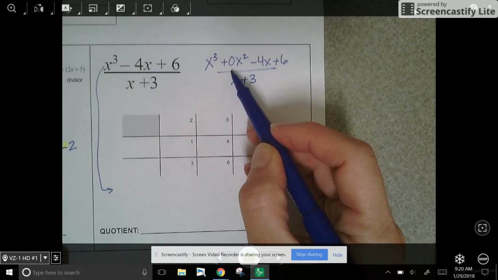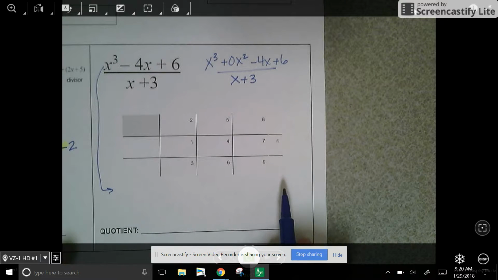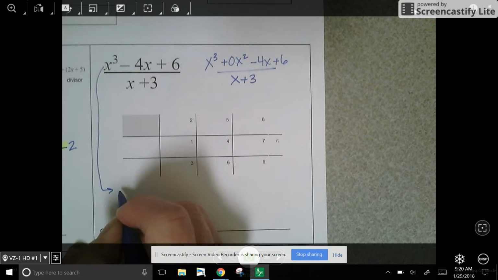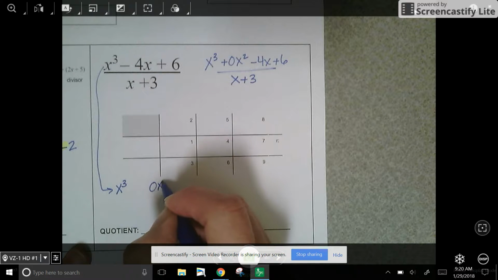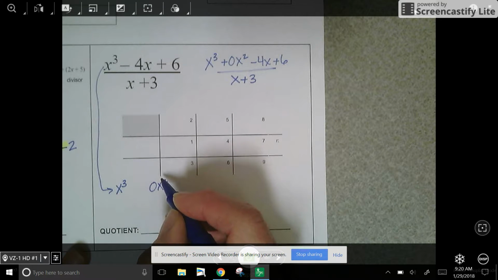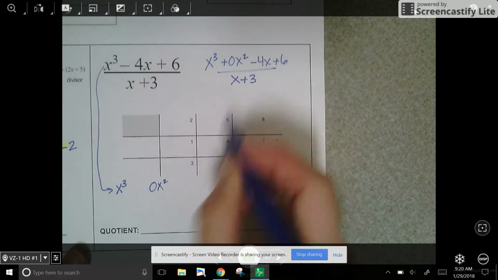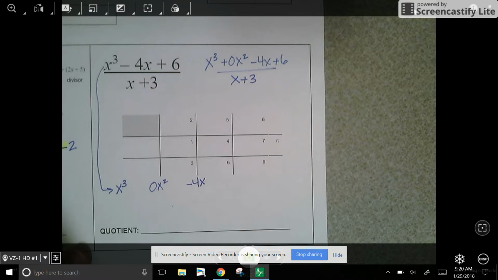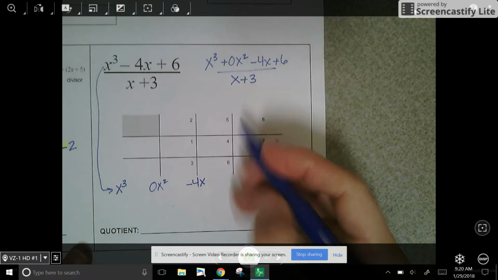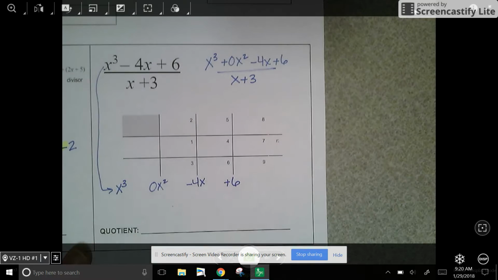To set it up, as I said, our dividend's going to go on the bottom. The way I like to set it up is I put the x cubed out in the front, and my second term, the 0x squared, is going to go by the first line. My third term, the minus 4x, is going to go by the next line. I like to do it this way because when I'm working on my diagonals, they'll line up. Finally, I have plus 6 at the next line.